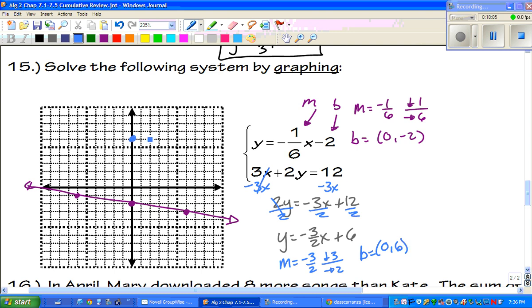So at 6 I start, and then I'm going to go down 3 points, right 2, repeating it just so I can have a nice, pretty line. There's where they meet. There we go. I want to know where they meet, and that point is at (6, -3). Alrighty.